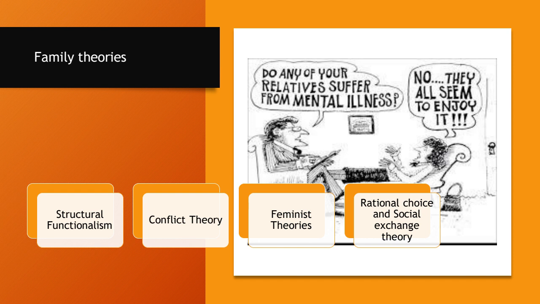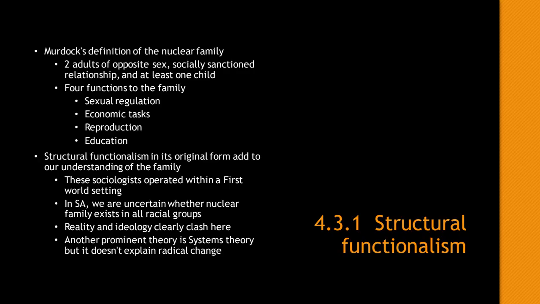So all of these different theories will argue the concept of family differently, starting with the structural functionalists, who believe that the nuclear family is the only true type of family, and I will tell you the reasons for that. It says here that Murdock's definition of the nuclear family is two adults of opposite sex in a socially sanctioned relationship, and at least one child.